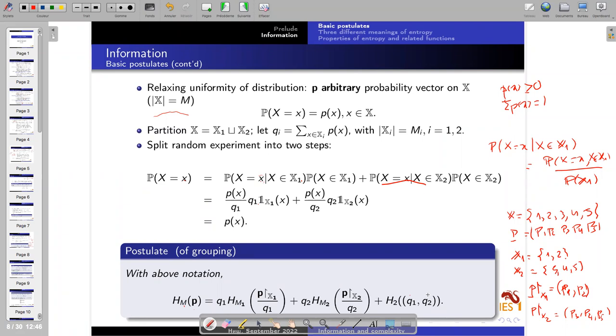So what's the meaning exactly of H2? I mean, is it like an overlapping uncertainty maybe? No, no. This is the uncertainty of this probability. This is another probability vector. So this is the uncertainty of choosing X1 or X2. We still have a two-outcome set of possible outcomes, and these two outcomes have probabilities Q1 and Q2 to occur. This is exactly these things here. Okay, perfect.